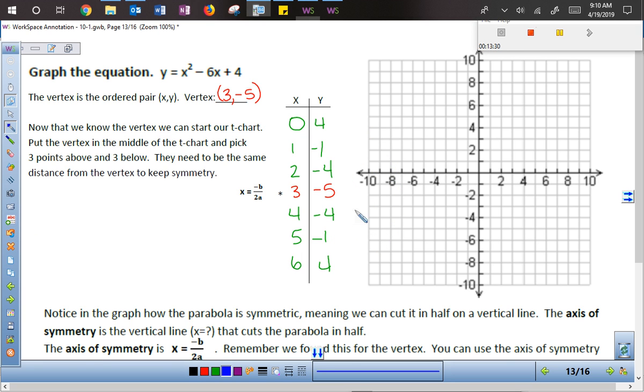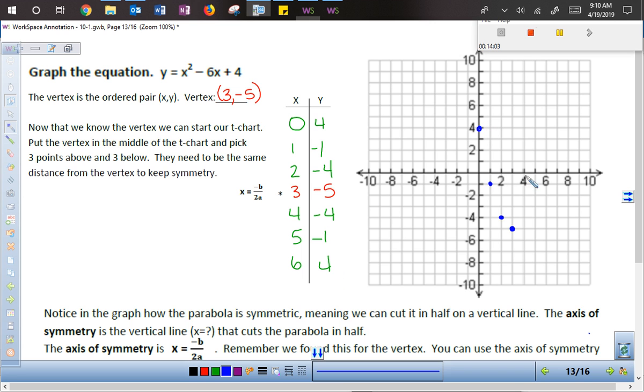So when I graph it, I'm going to start with the most important point. I'm going to start with that vertex. So 3, -5. Now remember, that means you go right 3 and down 5, and you put a point there. Now, I'm just going to pick one side and go for it. I'm going to start with these numbers above here. My next ordered pair is 2, -4, so that's right 2 down 4. And my next ordered pair is 1, -1, so that's right 1 down 1. And then my last one on this side is 0, 4, so that means I go right 0 and just go up 4.